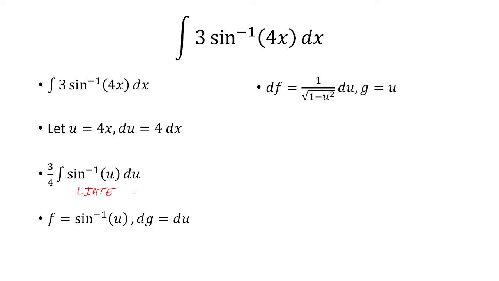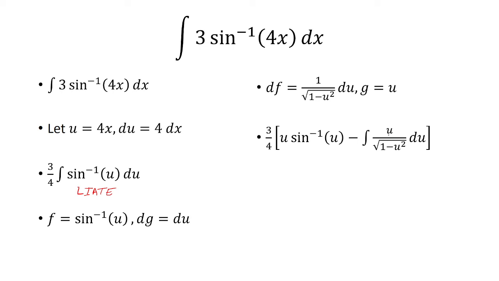The derivative of inverse sine is just 1 over the square root of 1 minus u squared. And then the antiderivative of 1 du is just u. Next we do f times g minus the integral of g times df. Remember, we still have the 3/4 outside, so I'm going to multiply that.